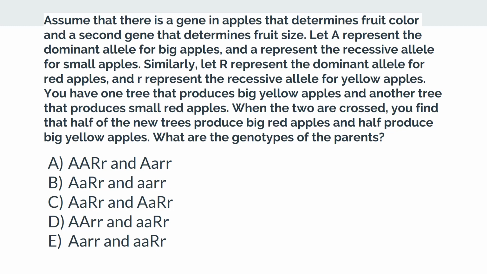All right, so this huge question. Assume that there is a gene in apples that determines fruit color and a second gene that determines fruit size. Let big A represent the dominant allele for big apples and little a represent the recessive allele for small apples. Similarly, let big R represent the dominant allele for red apples and little r represent the recessive allele for yellow apples. You have one tree that produces big yellow and another tree that produces small red. When the two are crossed, you find that half the new trees produce big red and half produce big yellow. What are the genotypes of the parents?